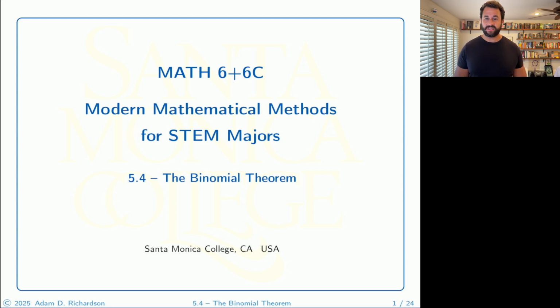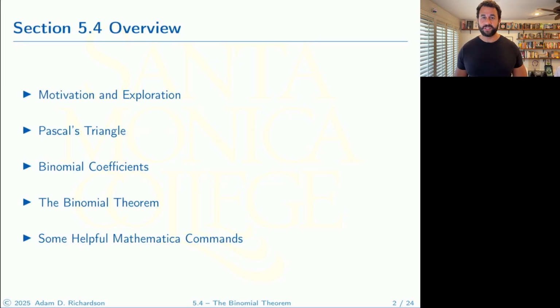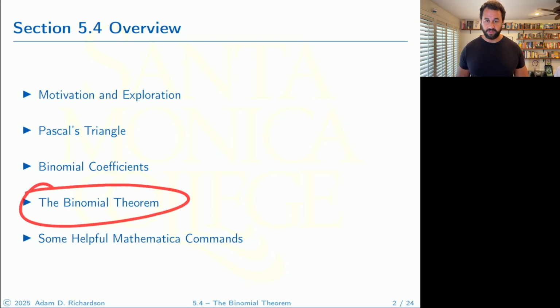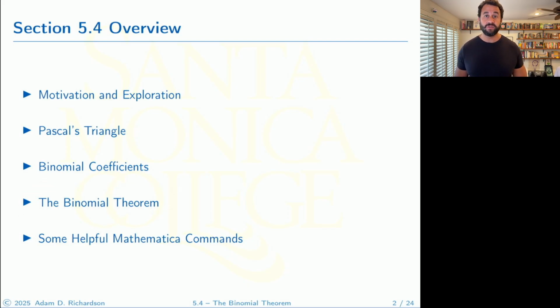So this is actually the last section of chapter 5, building off of the stuff we learned earlier. We're going to start with just some motivation and exploring a couple patterns, you could say. Then we're going to talk about Pascal's triangle, which is a really nice, concise way of containing these patterns that we observe. Then we're going to talk about what the binomial coefficients are. We'll talk about the binomial theorem. We will do a bunch of examples using it, and then we'll get some helpful Mathematica commands at the very end.